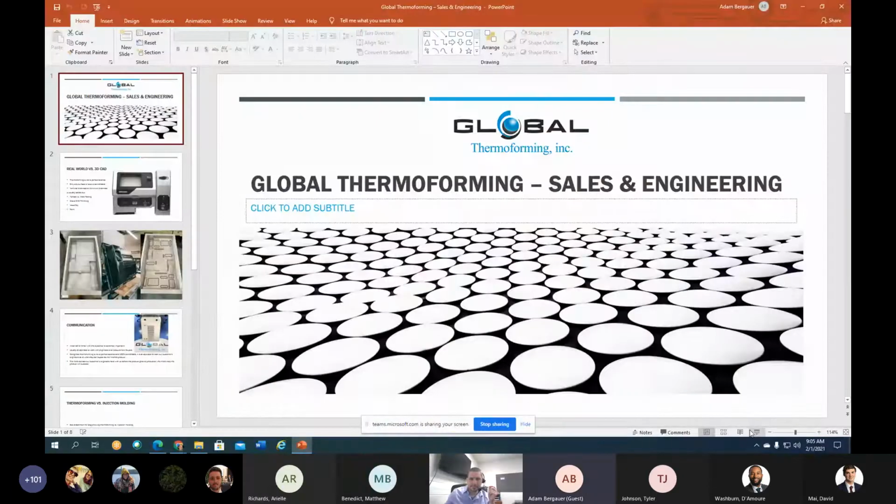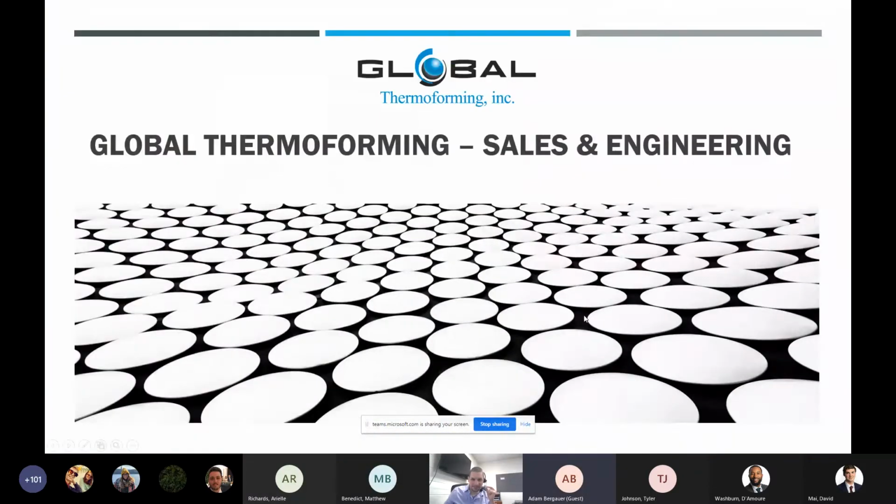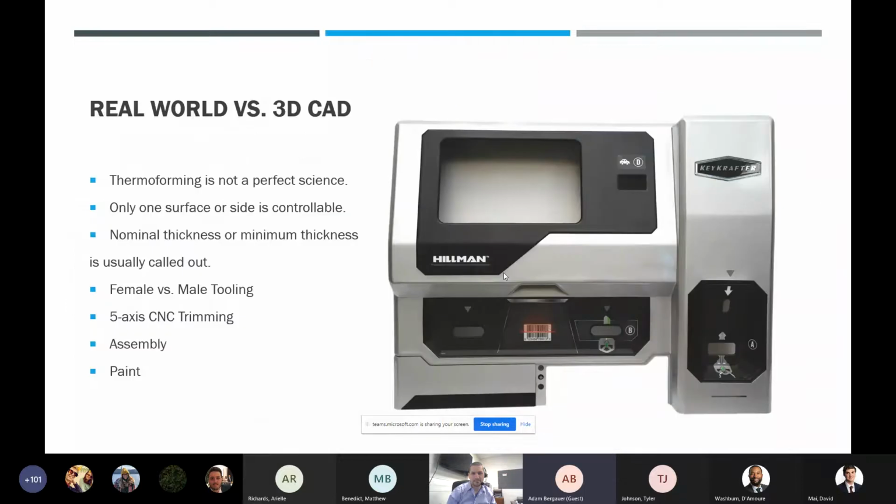All right, Kevin, can you confirm you can see? Yeah, I can see the screen. Yep, looks good. Okay, so thermoforming is basically the process of taking a flat sheet and melting it in an oven, getting to a point of around 350 to 400 degrees or so, and then you form it over top of a mold. It's a lot more complicated than that, but that's the gist of it.